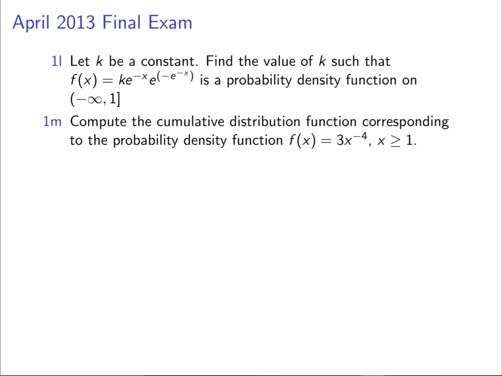Here we have a different probability density function, and we're meant to compute the cumulative distribution function. Cumulative distribution functions often come piecewise. Let's sketch out the probability density function just to keep everything straight. For values of x less than 1, this is 0. For values of x greater than 1, well, at 1, this is 3. And then it decreases like 1 over x to the 4.